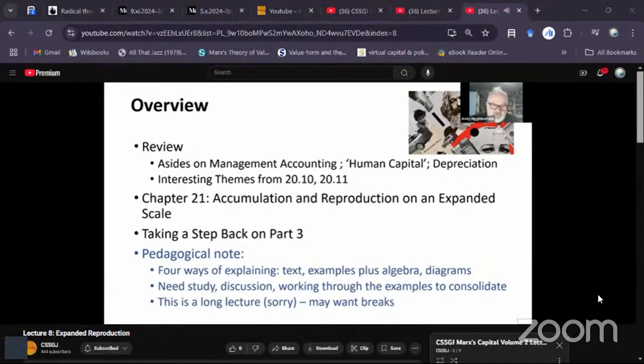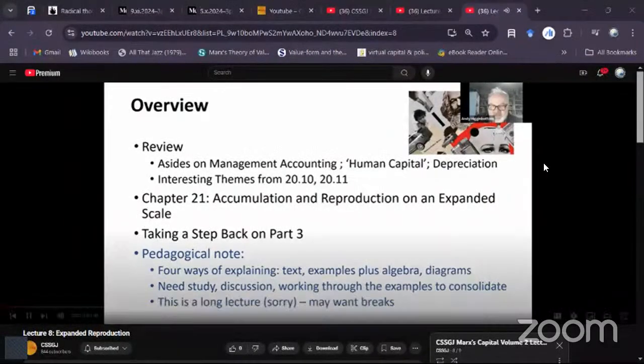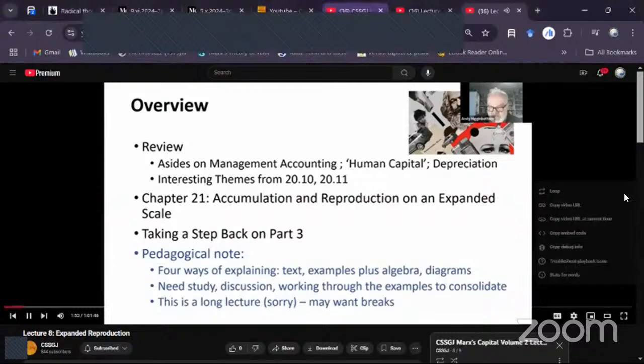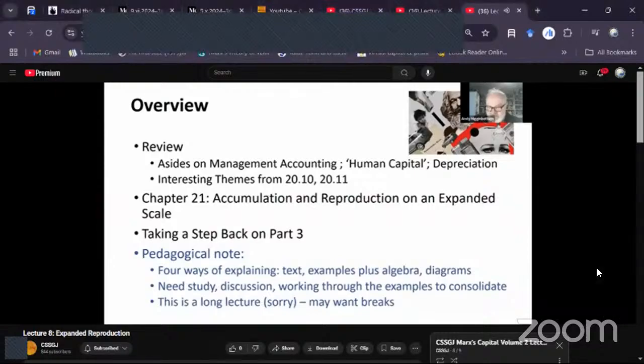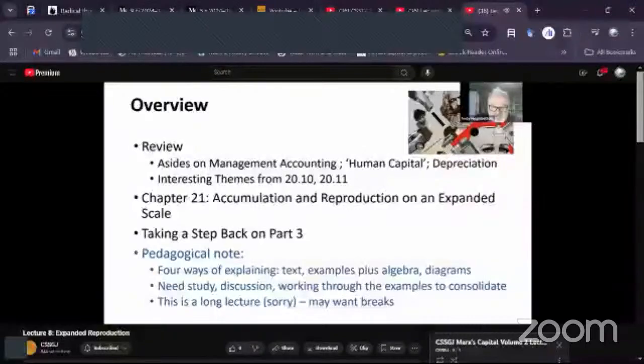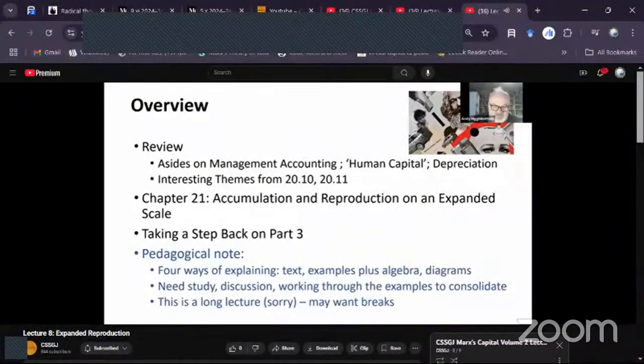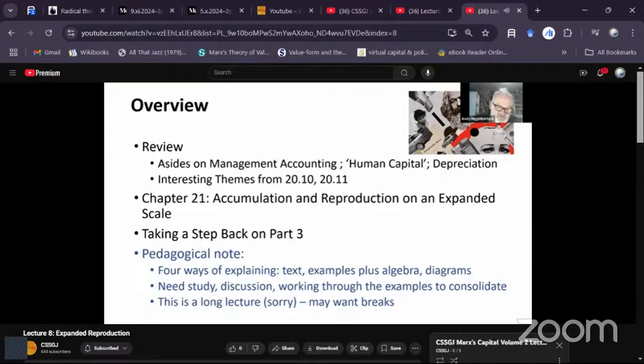And also there is a pedagogical note which has come up in the reading groups very much. There are different ways of explaining the concept. Marx very much uses examples as well as his text, but also for this schema in particular, there are useful algebraic expressions of the relations. And as you know, I tend to use diagrams in these PowerPoints, and they're all perfectly valid. But I also think that in terms of active learning, as well as the studying and discussion, if you can go some way to working through the examples, that does consolidate one's understanding of what's going on.